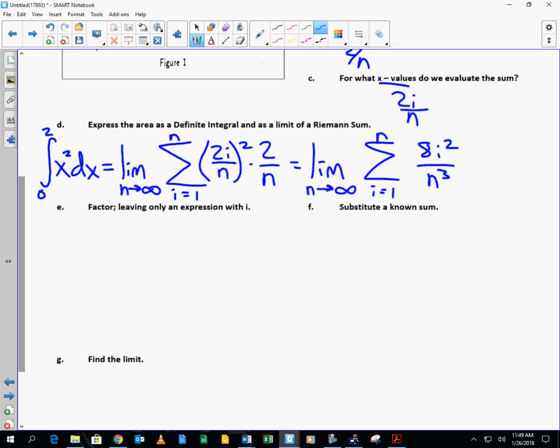Now, n's going to infinity. This I thing is kind of confusing me. So I'm going to use the commutative property of multiplication. I'm just going to separate it. I've got the limit as n goes to infinity, and I'm going to pull out 8 over n cubed times the sum from I equals 1 to n of what's left if I take out that 8 over n cubed. I squared.